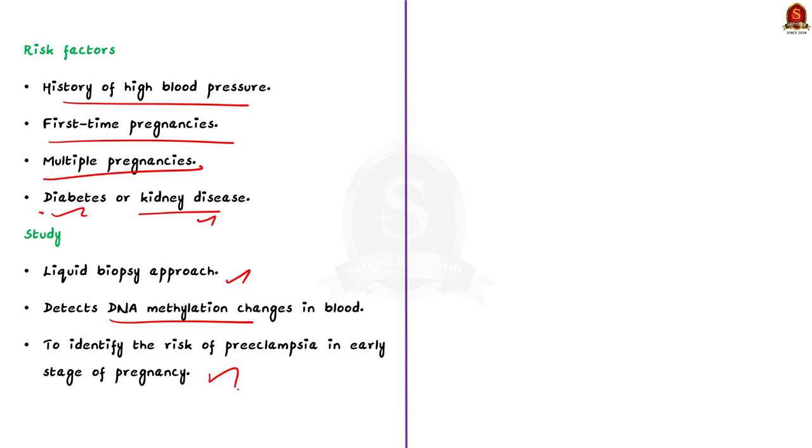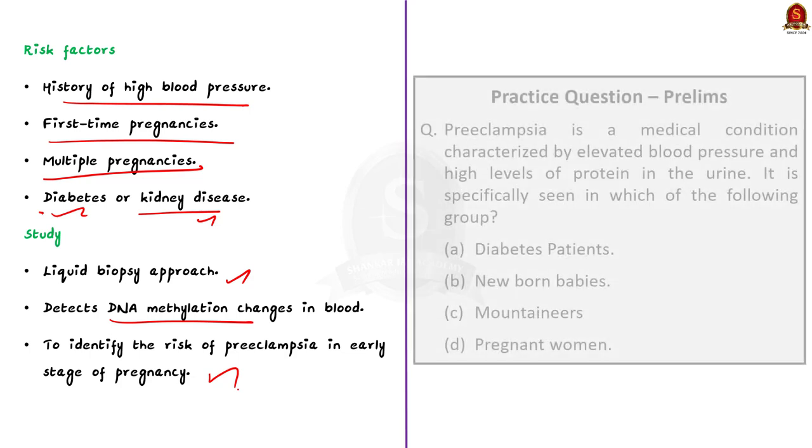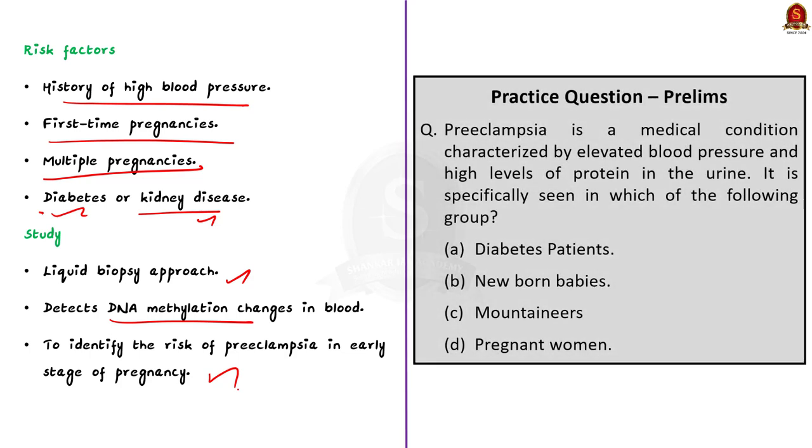Here, note that preeclampsia affects both the mother and the baby if it is not managed correctly. It may progress to eclampsia, which is a more severe form of the condition which can be life-threatening. So, early detection and appropriate medical care are essential for managing preeclampsia and reducing the associated risks. So, this new finding is of importance.